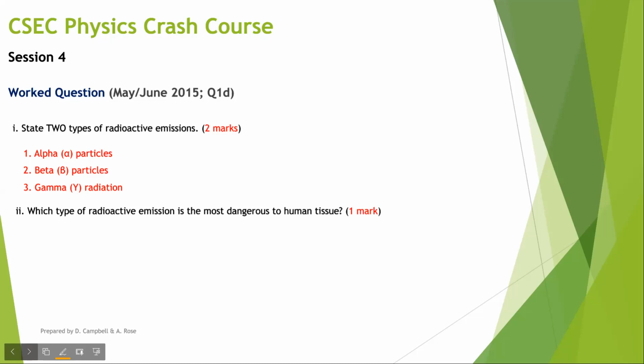Which type of radioactive emission is the most dangerous to human tissue? That is gamma radiation, due to its high energy and its high penetrating power. Of course, we know that it can penetrate human flesh quite easily, and it can cause cancer and radiation poisoning, which is, as Mr. Campbell alluded to, what ultimately caused the demise of Marie Curie, because she and her husband did not realize the dangers of radiation, specifically gamma radiation.